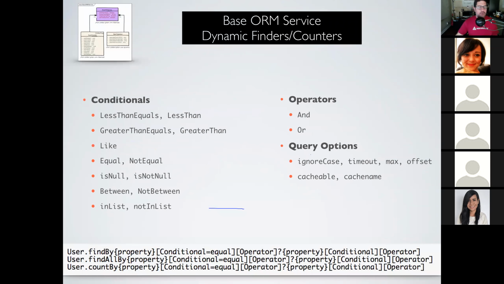So you can use all these conditionals that we've provided for you. Less than equals, less than, greater than equals, greater than, like, equal, not equal, is null, is not null, between, in list, not in list. And then you can have an and or an or operator. And then you can even pass query options available to you. And actually, we added a few more options, such as streams and structs in CB2. So lots of great stuff to create these nice expressive finders that you can use.